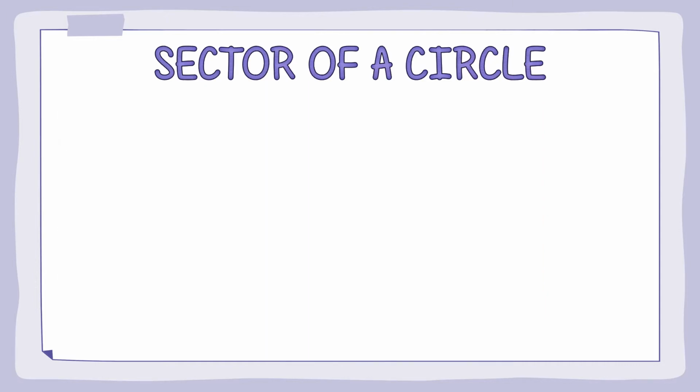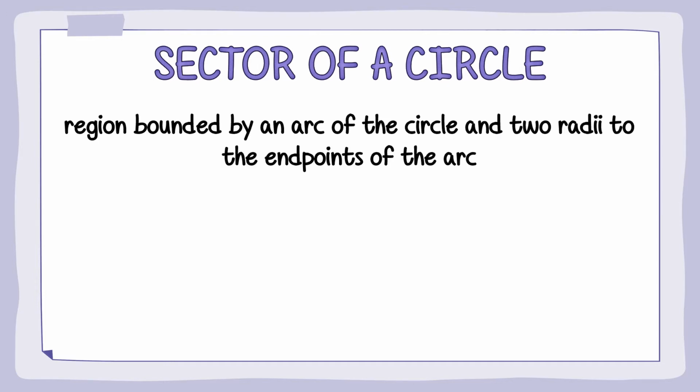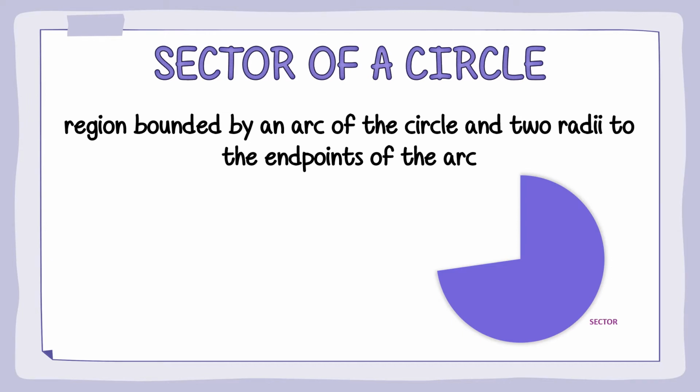Let's now define the sector of a circle. It is a region bounded by an arc of the circle and two radii to the endpoints of the arc. So to illustrate that, we have this circle. You will notice there are two colors. Violet is a sector of the circle. At the same time, blue is also a sector of the circle. So it looks like a slice of pizza. That is what we call a sector of the circle.